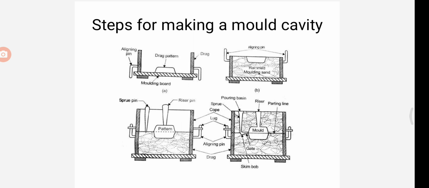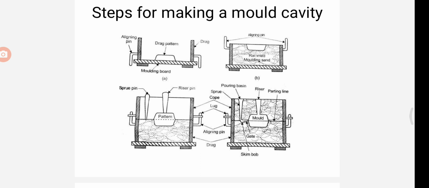Then only we can find that all the vacuum, that is the molding cavity, is in a filled stage. Here we can find these two boxes are closed with the help of the aligning pin. Finally, this is the pouring basin, the riser. Here you can find the parting line, the mold. When we are pouring the metals, what will happen? It will fill in the mold. After filling, it will rise in the riser. Then only we can find the mold is in a filled stage.